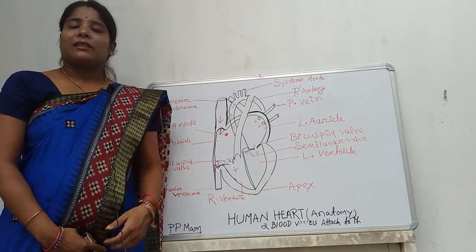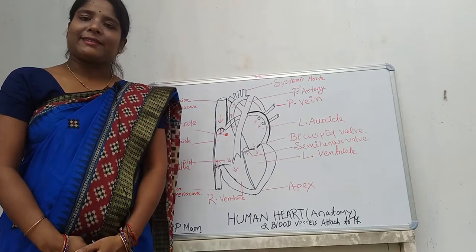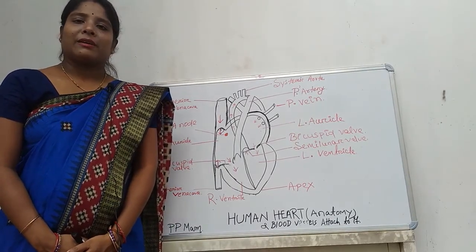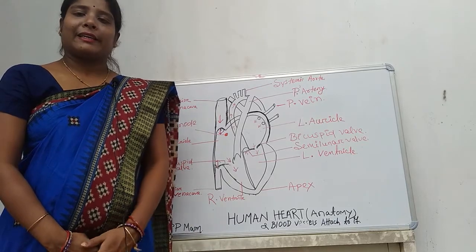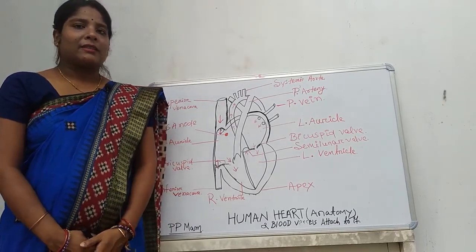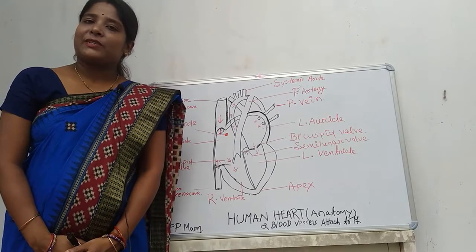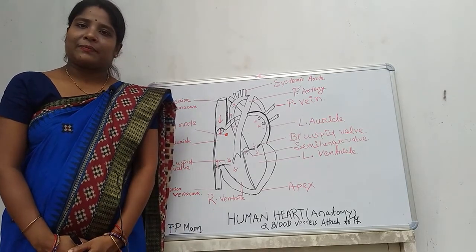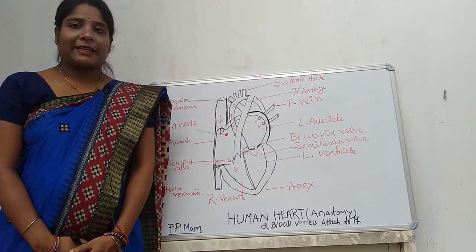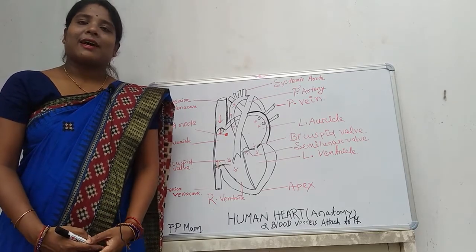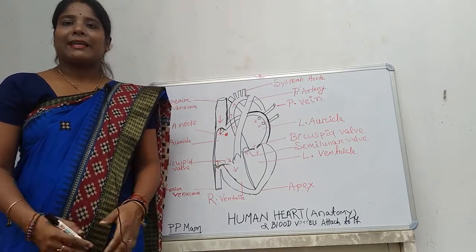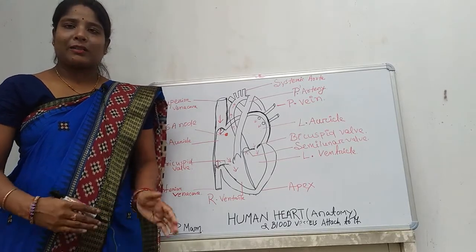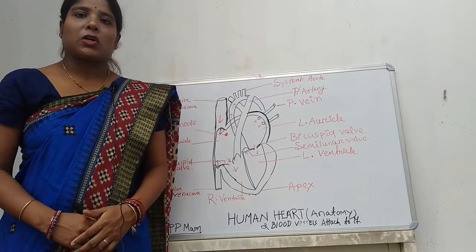Next, the weight of the heart varies from 250 gram to 300 gram accordingly, and it is made up of a special type of muscle called cardiac muscle. The function of the cardiac muscle starts at the time of birth and stops at death. So throughout the life it functions, or contracts.